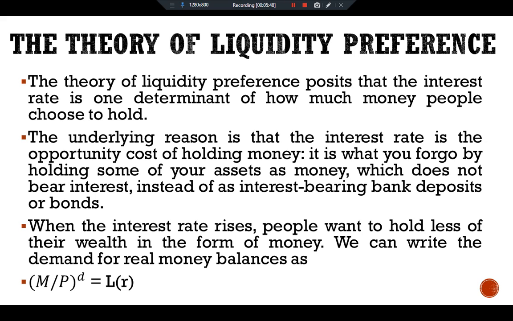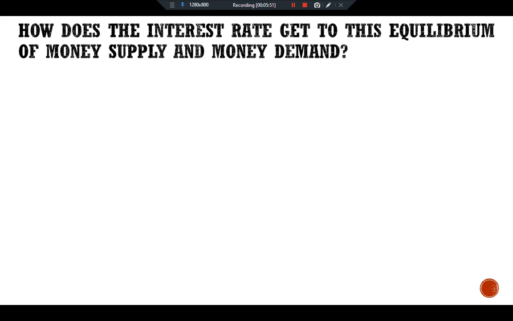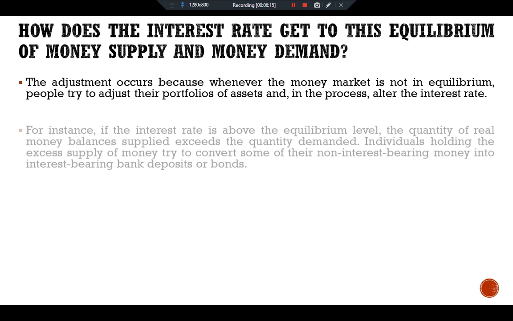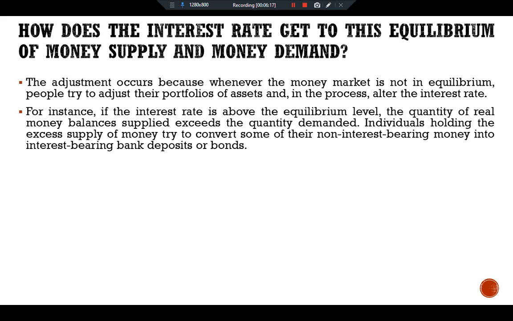So here we have one of the main questions: how does the interest rate get to this equilibrium of money supply and money demand? The adjustment occurs because whenever the money market is not in equilibrium, people try to adjust their portfolios of assets and in the process alter the interest rate. For instance, if the interest rate is above the equilibrium level, the quantity of real money balances supplied exceeds the quantity demanded. Individuals holding the excess supply of money try to convert some of their non-interest-bearing money into interest-bearing bank deposits or bonds.